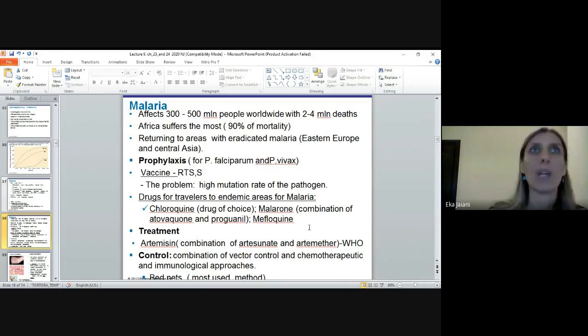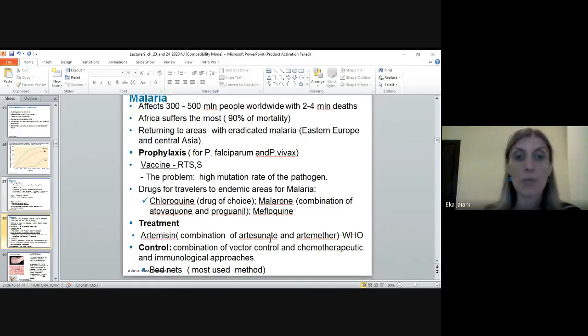Even when people stop taking these medications, it can lead to some psychological changes. But it is still important to take tetracycline. So antibiotics can also be taken to prevent malaria. As a treatment, artemisinins can be used, chloroquine can be used as well, and for control.